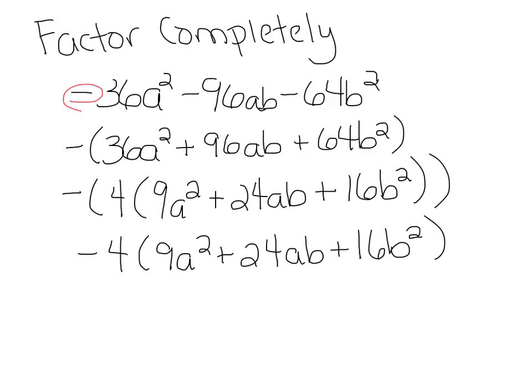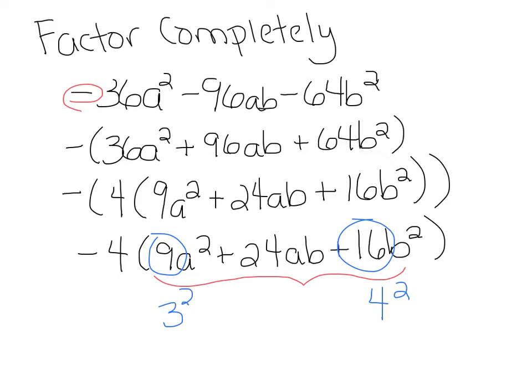Now at this point, you could factor this trinomial using the grouping method, which we've already learned, but let's look at something else. What do you notice about 9 and 16? I notice that those are perfect squares. 9 is 3 squared. 16 is 4 squared. So let's try factoring this using the principle of perfect square trinomials.